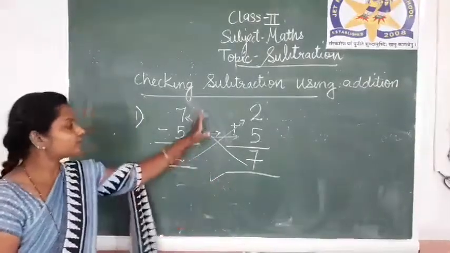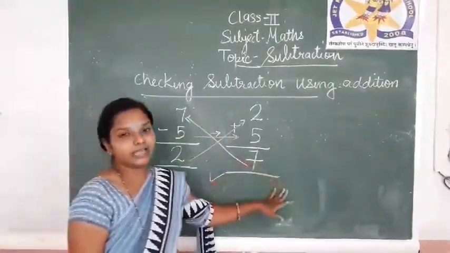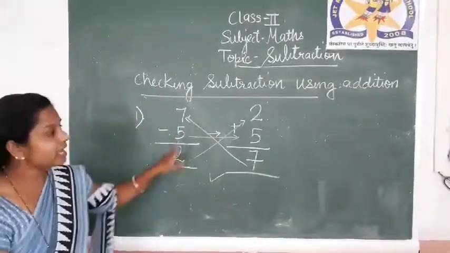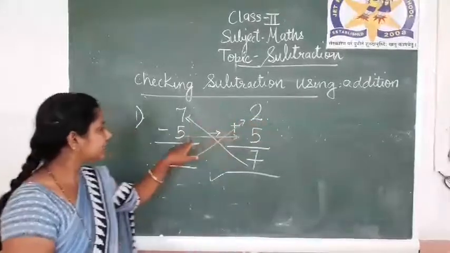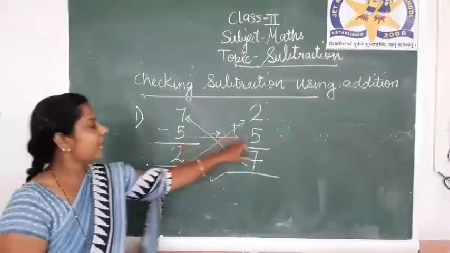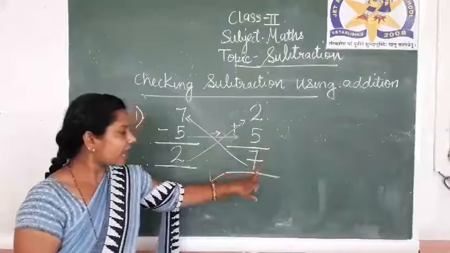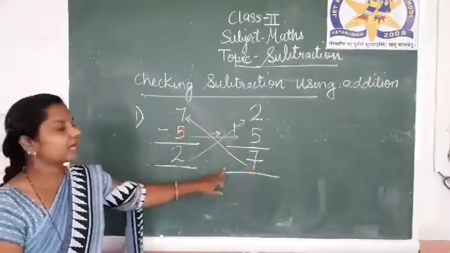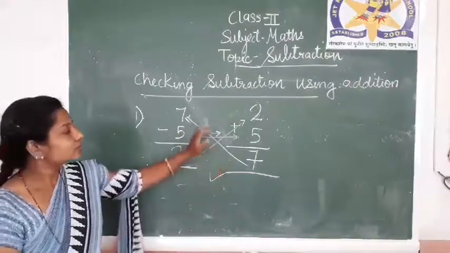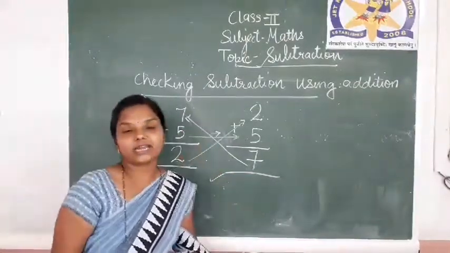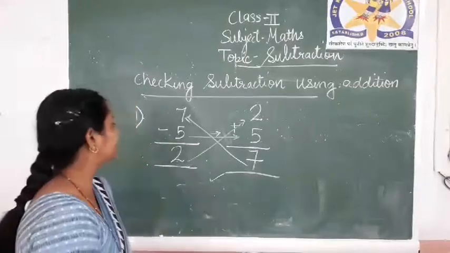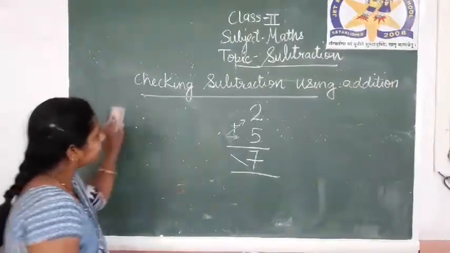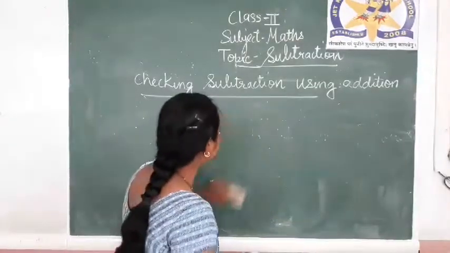So you have to check your answer using addition. Whatever answer you are getting after subtracting, write it down. Then the subtrahend, that is the smaller number, add the two numbers. If your answer of addition is same as the minuend, that means your answer is correct. So this is the way you are going to check your answer using addition. Now this was just a 1-digit subtraction. Let us take the subtraction of 2-digit numbers.